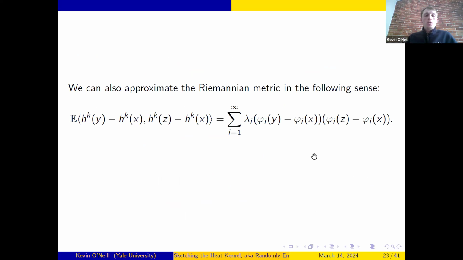Okay, so you can approximate distances like that. You can also approximate the Riemannian metric in a sense. So if you think about a point X and you think about two tangent vectors at the point X, maybe one is going in the direction of Y and one in the direction of Z, you can run the same sort of argument and you get an approximation of that as well. I don't want to say too much more about that, but just to say that this doesn't just approximate distances, it'll also approximate angles.